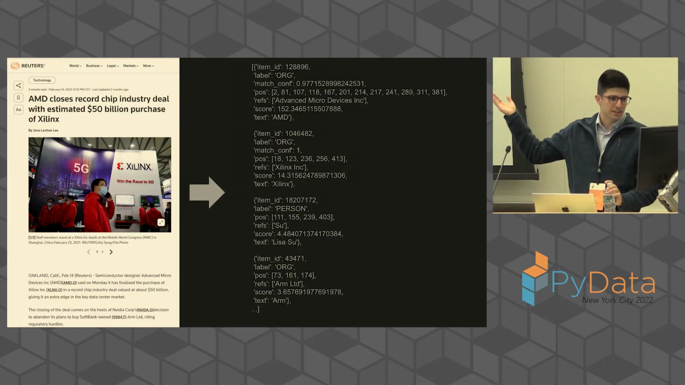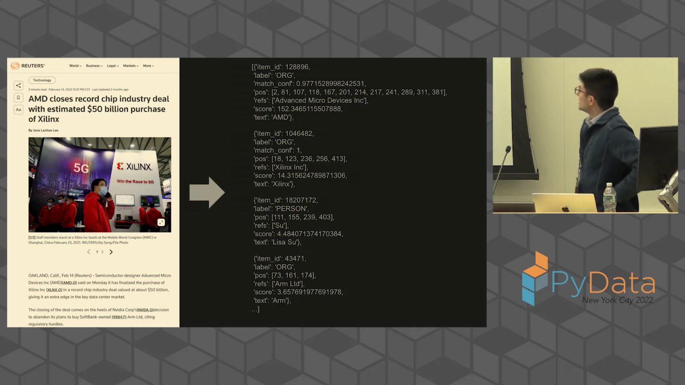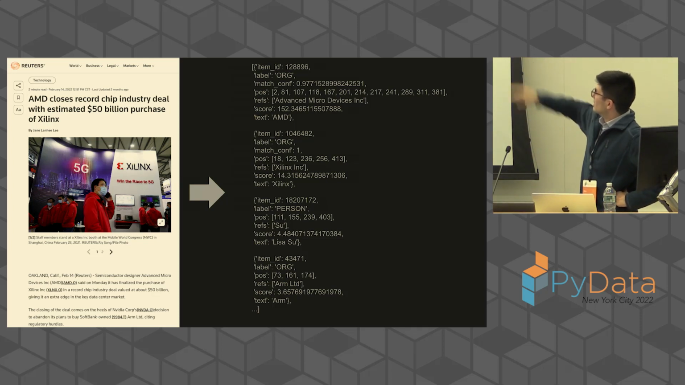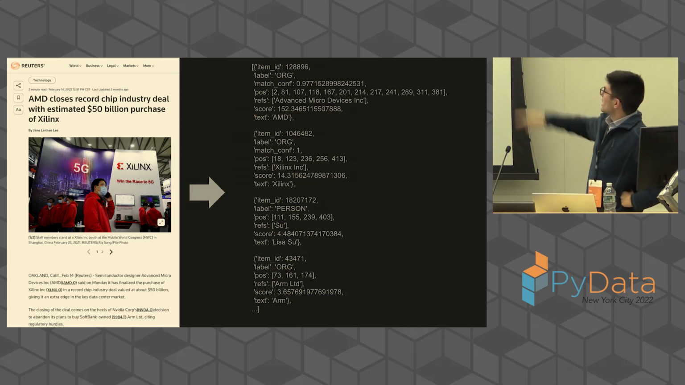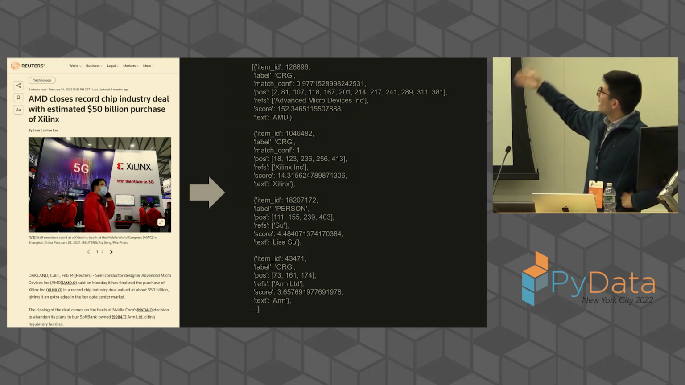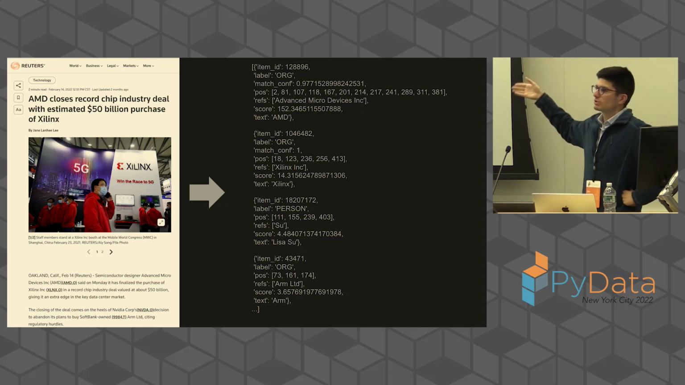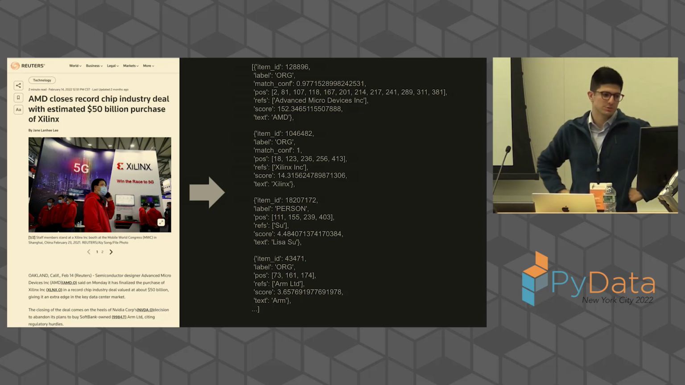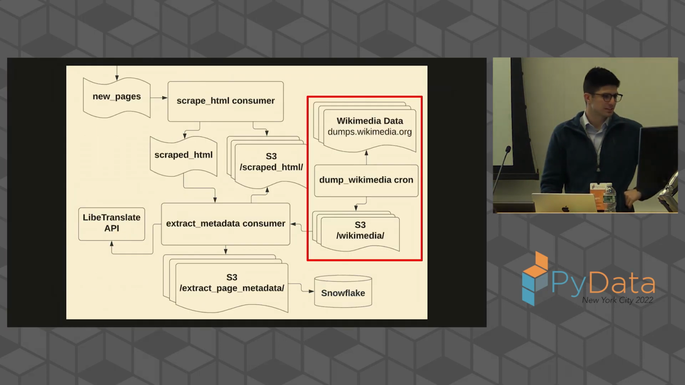And so if you apply that again to our article here, the score value is how important it is. So A and B gets a score of 152, Xilinx gets a score of 14, Lisa Su, the CEO of AMD, gets a score of 4, and ARM gets a score of 3. So here you can quantify which of these things are actually important to the content of the article, and you can figure out which ones are just referenced in passing.